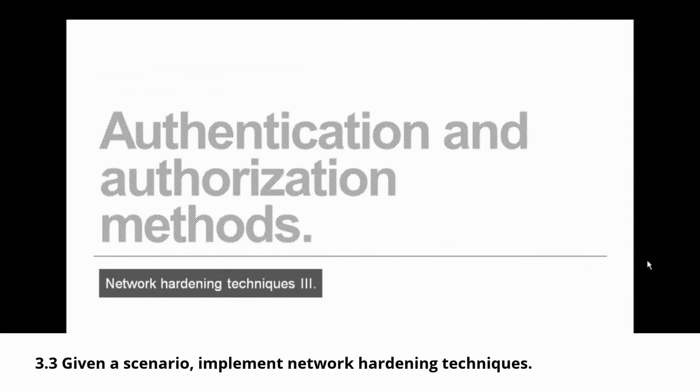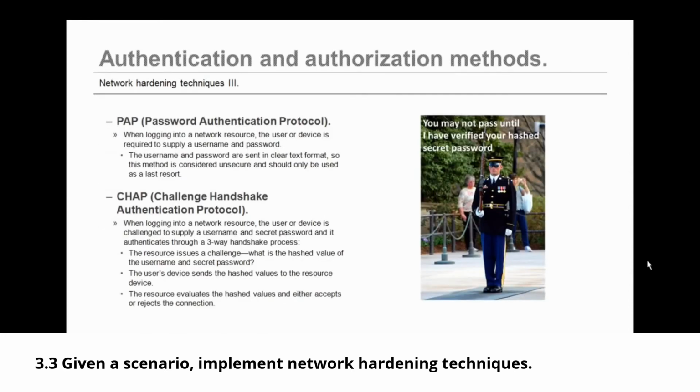So let's talk about authentication and authorization methods. The first method we're going to talk about is PAP, Password Authentication Protocol. When logging into a network resource, the user or device is required to supply a username and password. The username and password are sent in clear text format, so this method is considered unsecure and should only be used as a last resort.